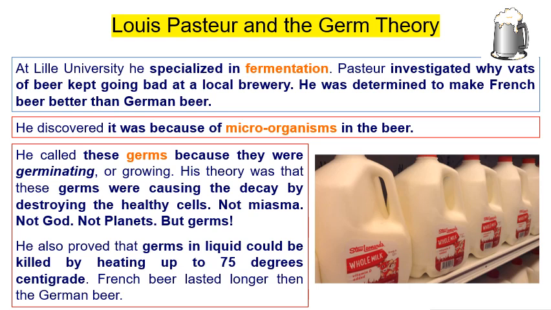And he also proved you could kill these germs in a liquid by heating it up to 75 degrees centigrade, which is 25 degrees less than boiling point. If you heated it up to 75, you would kill the germs. He made the French beer recover, and when the pasteurization process, as it was called, was used in the making of the beer, it lasted longer because it went out to the customer with fewer germs in it. We still do this today with milk. If you go to your fridge, open it, pick out a bottle of milk, have a look at it, there should be something on it saying it's been pasteurized if it's cow's milk.